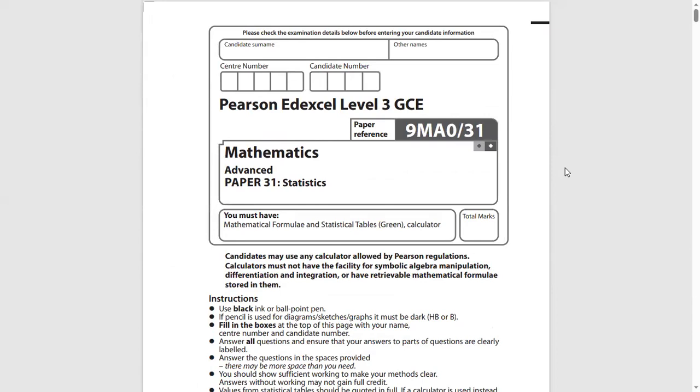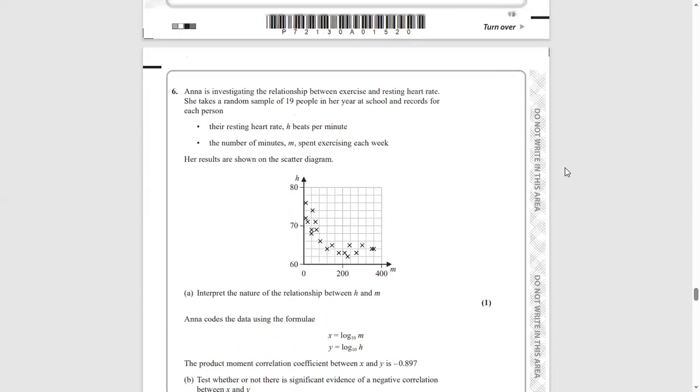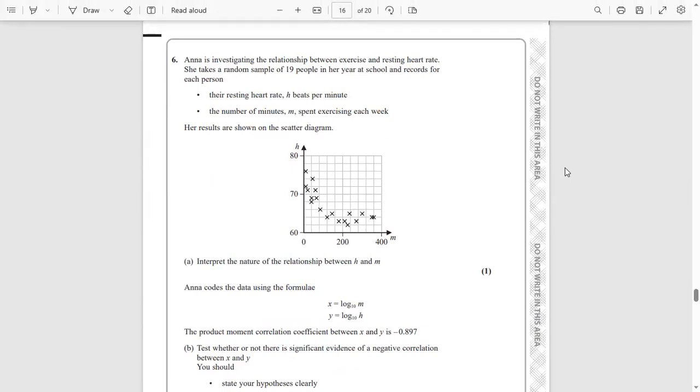stats exam. So if you're an Edexcel student, paper 3 is in two parts. So part 1 is stats. Part 2 is mechanics. We're going to do the last question on the 2022 paper 3 statistics exam for your A-level maths. So it's this question here.